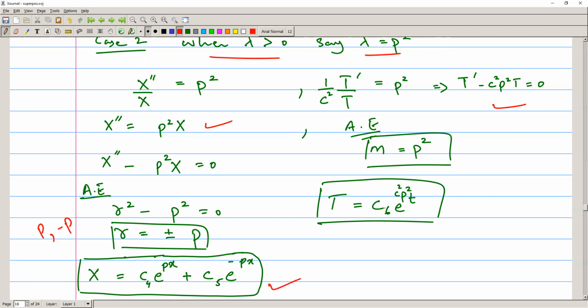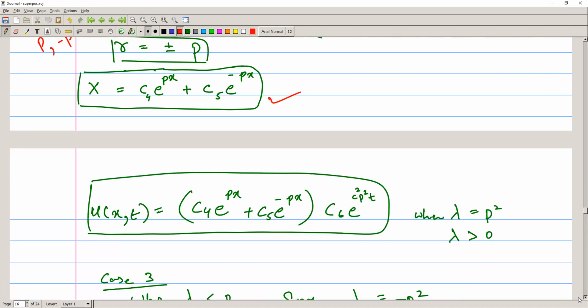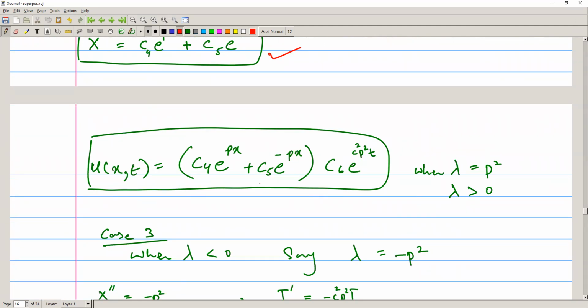So here is the solution. And here the root is p². Sorry, it will not be p². In fact, this will be c²p², because it's c²p², right? So this will be the solution for both ODEs. Now we will multiply them, as we supposed initially that u = XT. Therefore, we will multiply X by T. So X is this function and T is this function. So their product will form the solution for u(x,t).